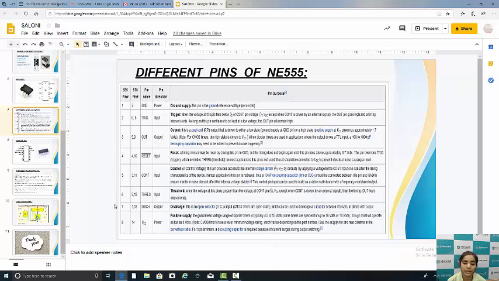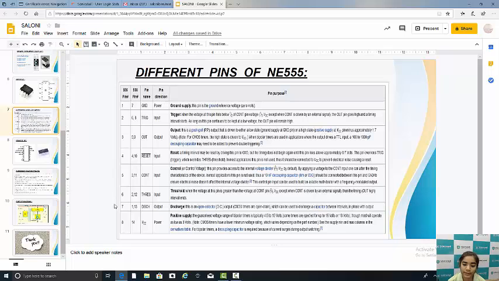The fifth is control. From the fifth pin we can control the voltage. Now the sixth is threshold. When the voltage at this pin is high, then the voltage at the counter pin ends. Now the seventh pin is for discharge.